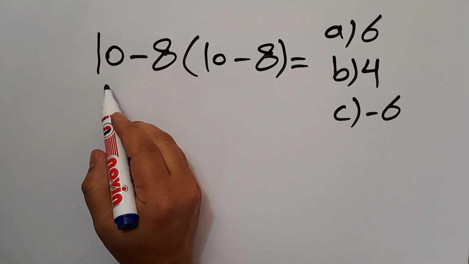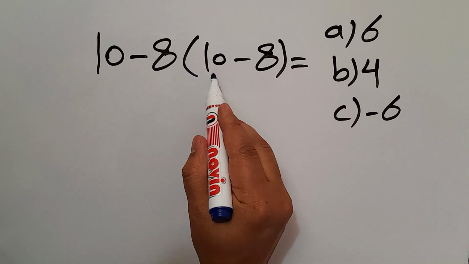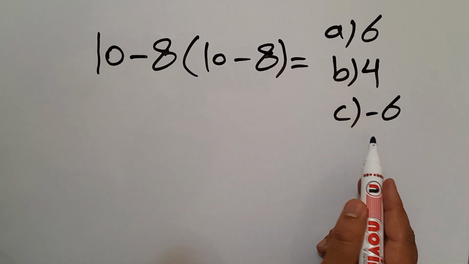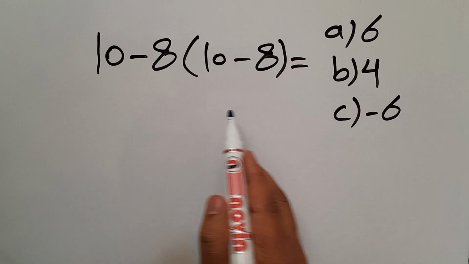Welcome to MathJoy. In this video, we want to find the value of this expression: 10 minus 8 times 10 minus 8. Which option is correct? A, B, or C? Let's go ahead and get started.